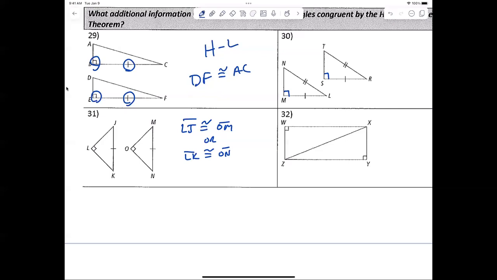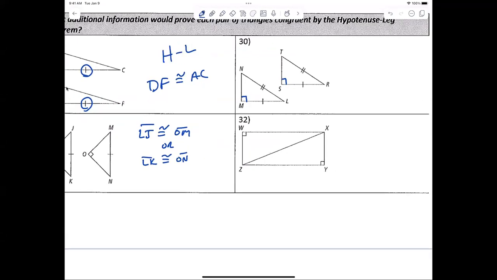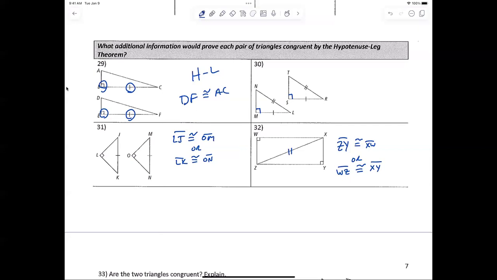On 32, I just have to say what? CX is congruent. Either, no, we already know that. That's the hypotenuse is congruent to itself. So what else? Either ZY is congruent to what? XW. XW or ZW is congruent to XY. Yeah. That's for the hypotenuse leg. Anybody have any issues with that?